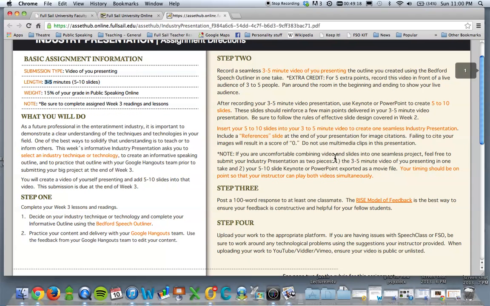Something also to keep in mind is that I do expect to see your face for 3 to 5 unbroken minutes. So you should not edit from one cut of your face to another cut of your face. If you do decide to include slides in your presentation, you'll want to do the frame-in-frame option in iMovie. So think about that.